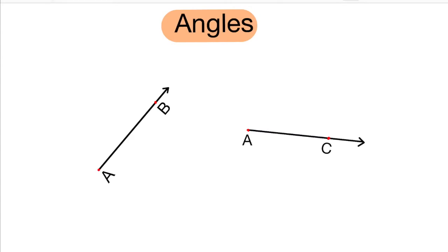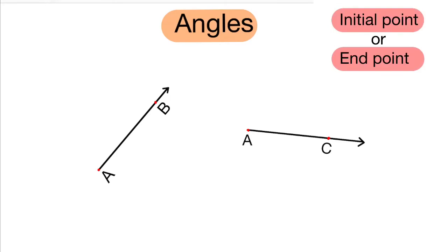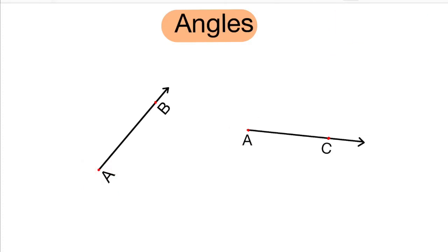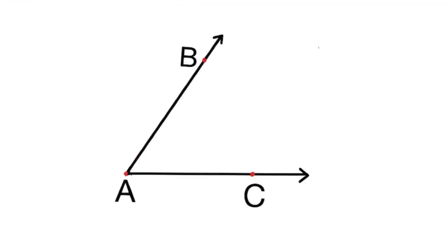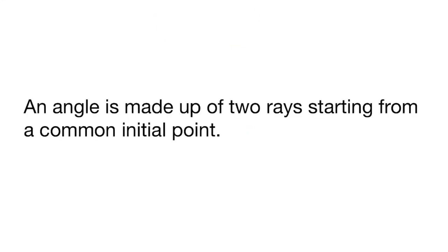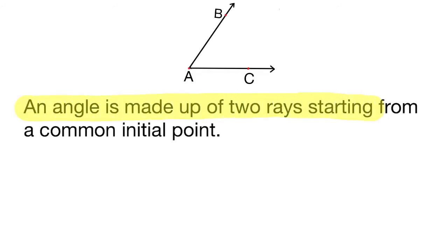The starting point, which is also called the initial point or the end point of these two rays, is A. When the rays AB and AC meet at their end points, we get an angle. Thus, an angle is made up of two rays starting from a common initial point.